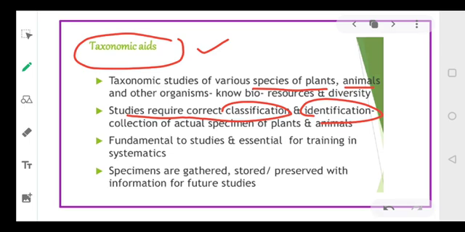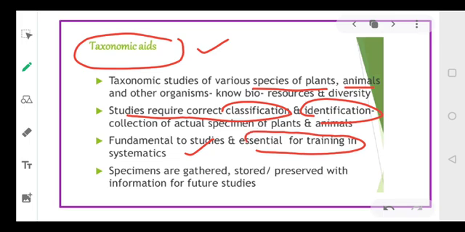Now in taxonomy, the samples are collected. The samples of various plants, either photographs or the specimens of plants and animals, are collected, right? And the information about those plants and animals is written on that particular sample, and it is preserved so that anybody can refer to it later on, right? So taxonomical aids are fundamental to the studies and essential for training the systematics.